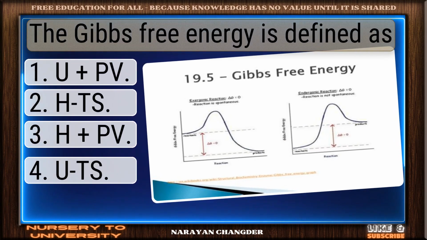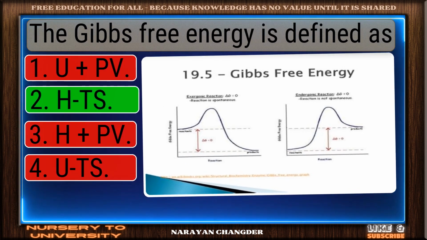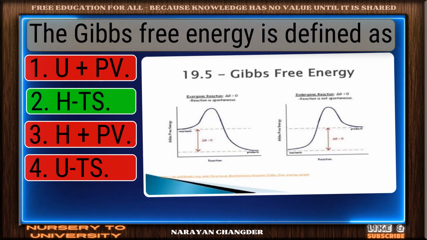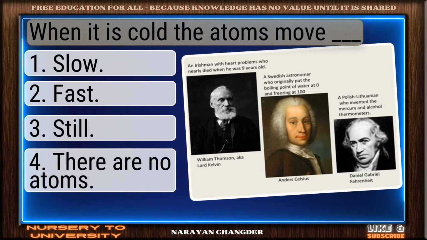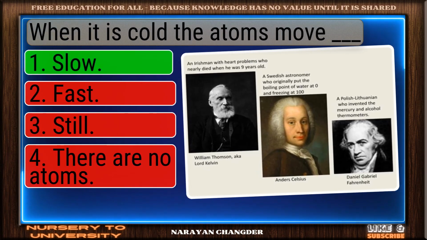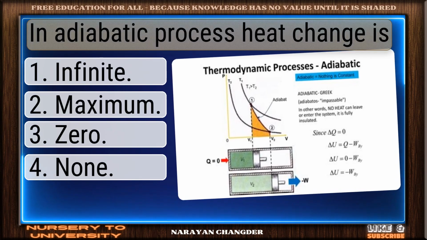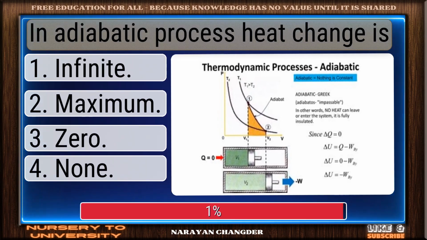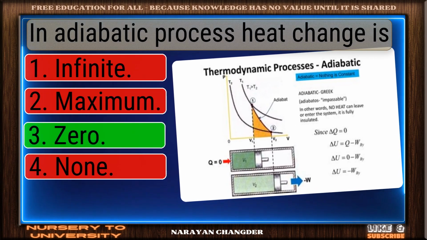The Gibbs free energy is defined as. You're right. H minus TS is the correct answer. When it is cold, the atoms move dash. Nice selection. Slow is the correct and valid answer. In adiabatic process, heat changes. Valid point. 0 is true.